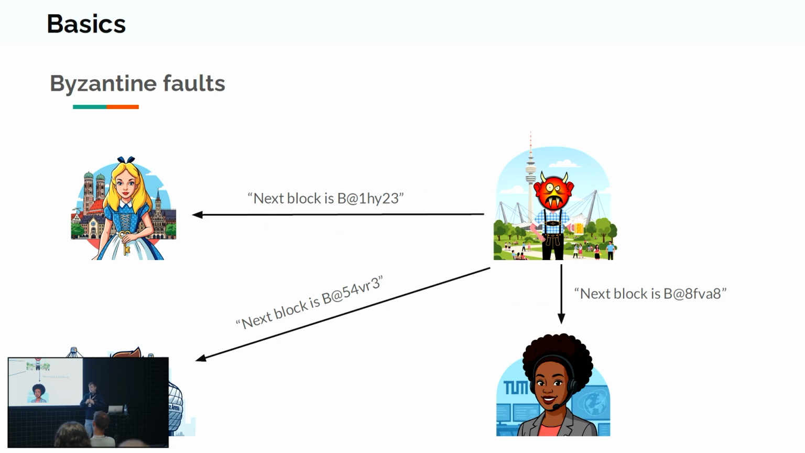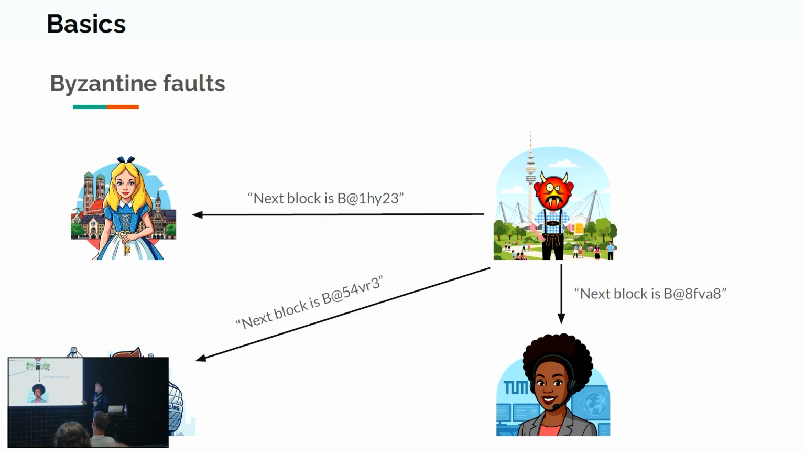But network latency is not the only challenge. We also need to assume that some nodes can be Byzantine faults. It means that they can deviate from the protocol arbitrarily, they can lie about something, and they can withhold their messages.